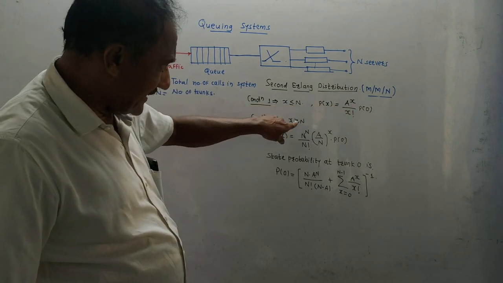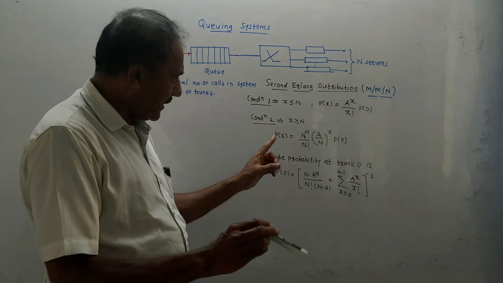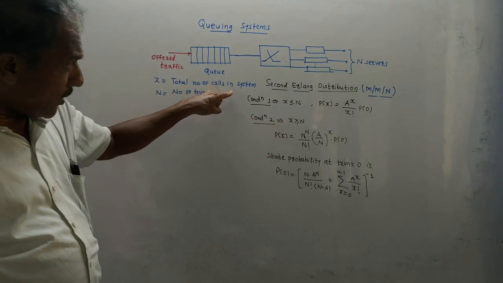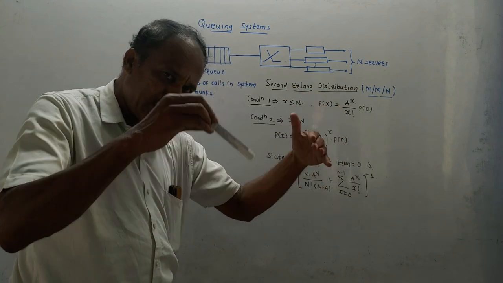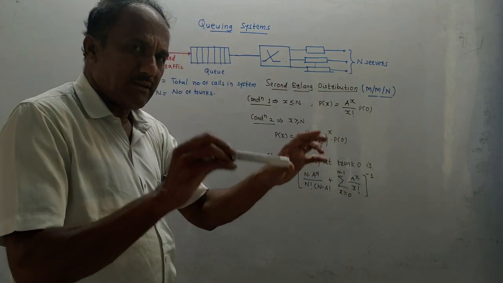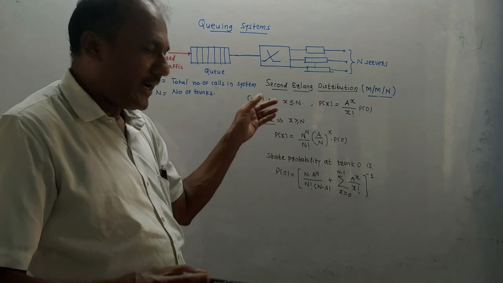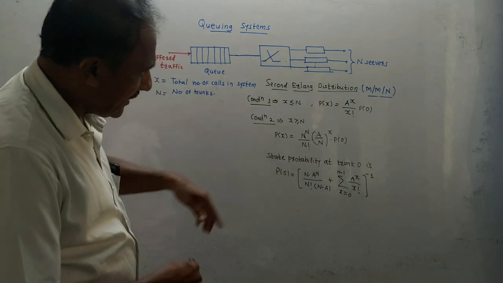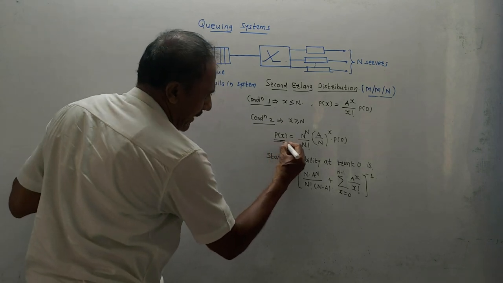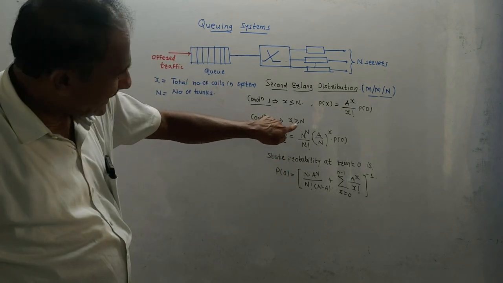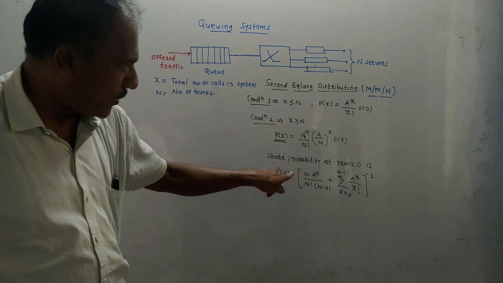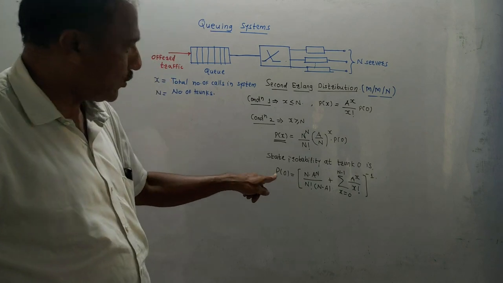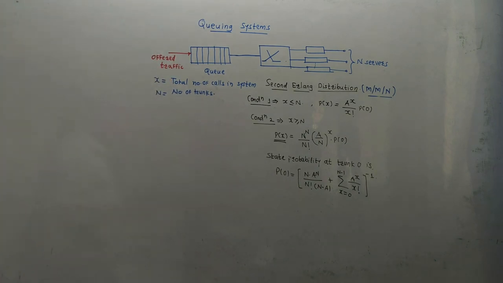Second condition, X greater than N. Again, straightforward. If X, that is number of calls in the system, are more than the available trunks, that means some calls must be kept in the queue because there are no trunks available to handle such calls. So this is the equation to calculate the probability of X for the condition X greater than N. And the state probability at trunk 0 is given by P of 0, which is the appropriate formula to calculate the state probability. So this is about the second Erlang distribution.